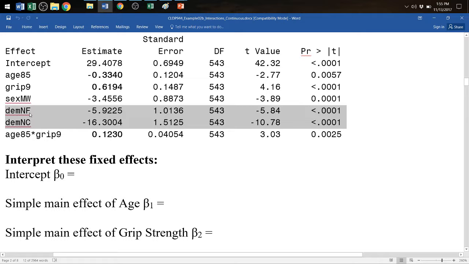And if I wanted to know the difference between the F and C groups, we're going to talk about that next time, but how would I do that? Do you remember?